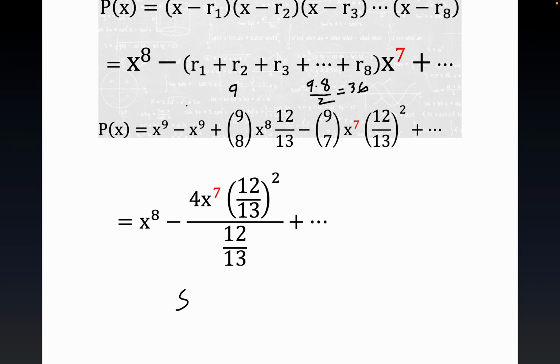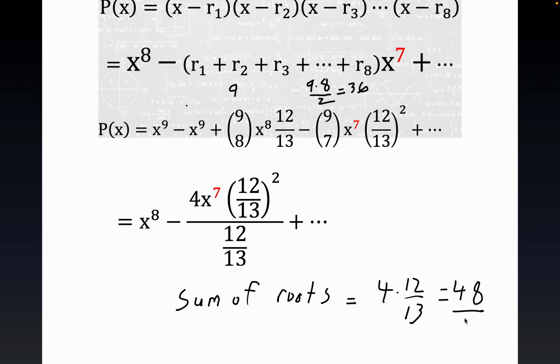So I'm going to say the sum of the roots is the coefficient of the x to the 7th term. Now that's fairly easy right here because the 12/13 cancels. One of these cancels with one of these. So this is equal to 4 times 12/13, which is equal to 48/13. So whatever those roots are, their sum is this. We don't know what the roots are.